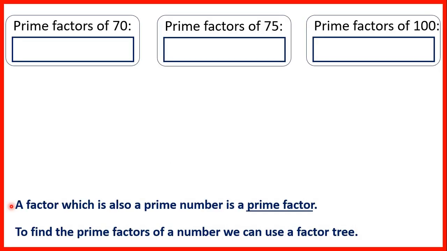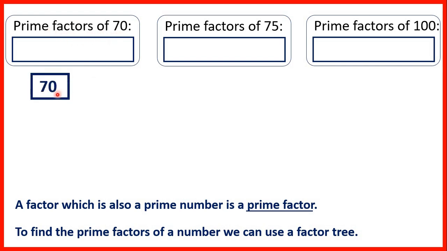A factor which is also a prime number is a prime factor. To find the prime factors of a number, we can use a factor tree. So first, we need to find the prime factors of 70.